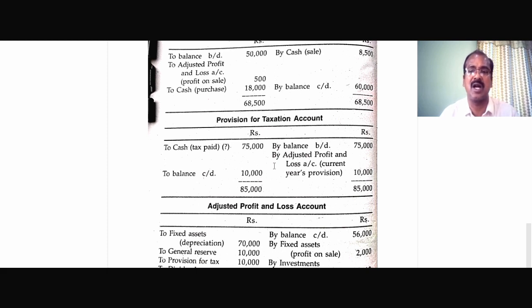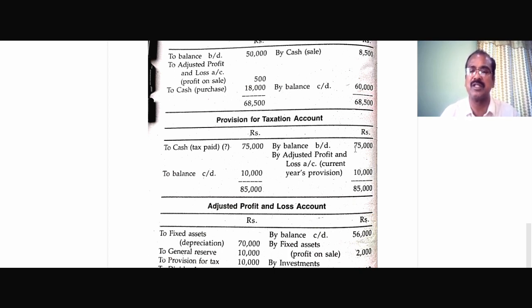Provision for taxation account, this being a credit balance, the opening is written in the credit side, closing is written in the debit side. Now in the current year they have made a provision of 10,000 rupees for taxation. What is the journal entry? Adjusted P&L account debtor to provision for taxation 10,000.